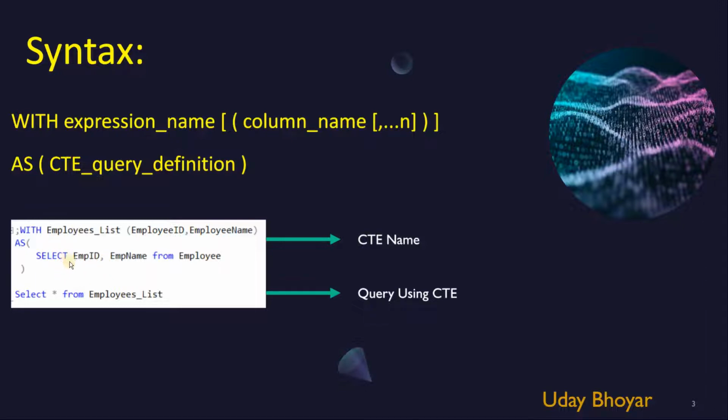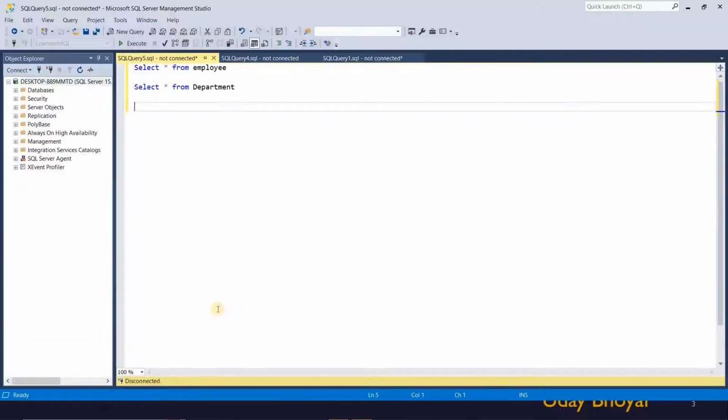Here I am just selecting employee ID and employee name from the table employee. And then after that, we are writing a single select query to display the columns of this CTE, employees_list. So this is a simple CTE example, and let's try to explore this using a SQL query.